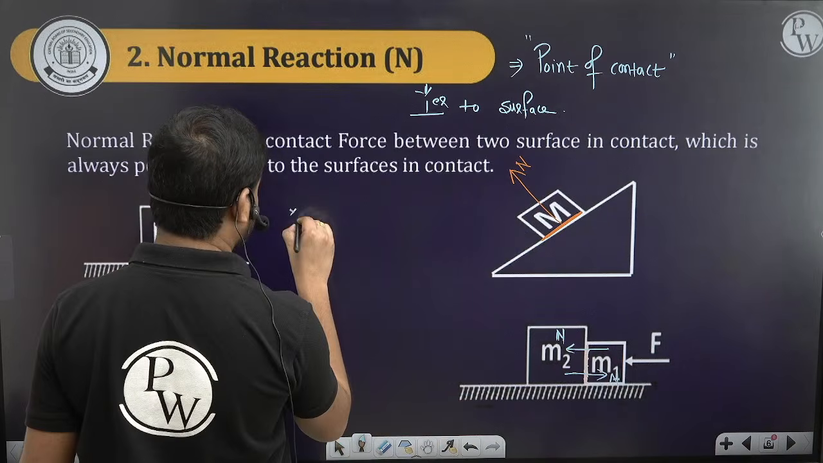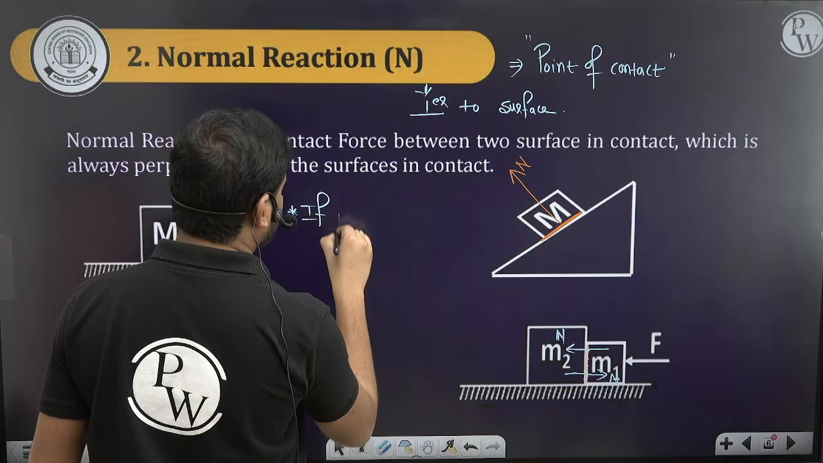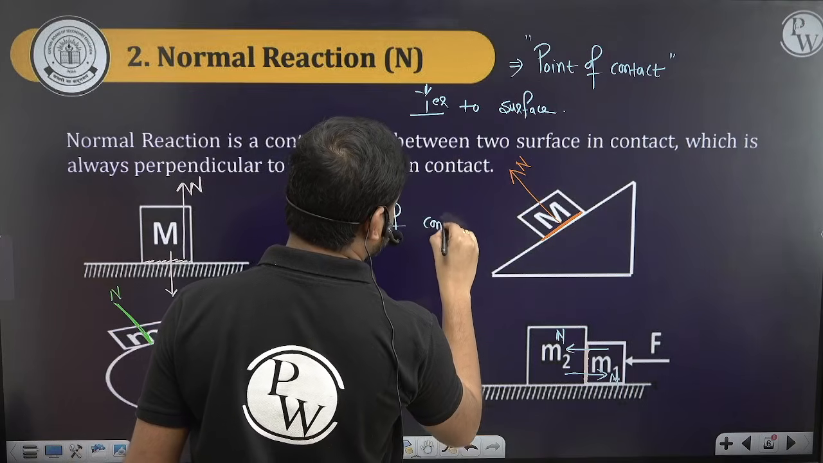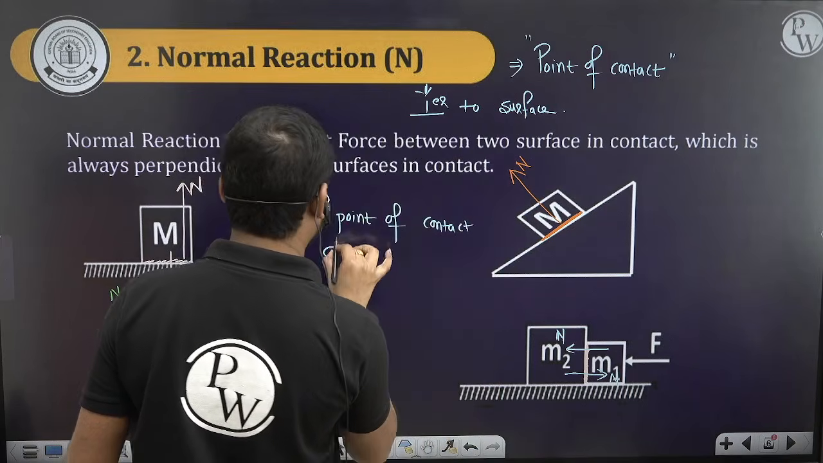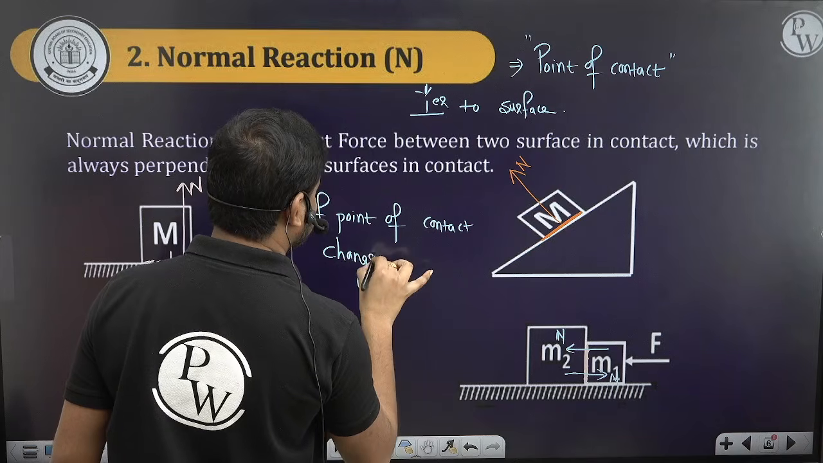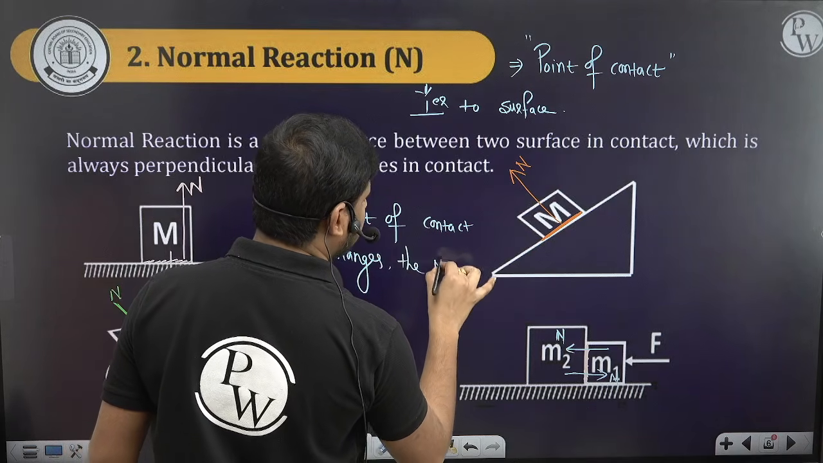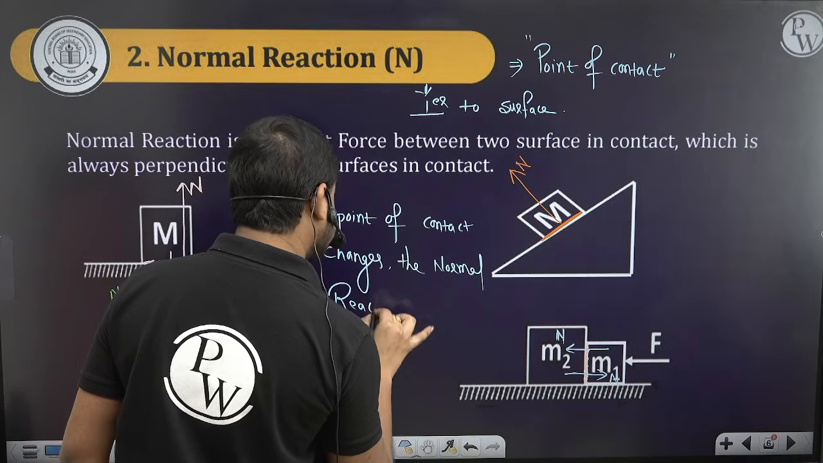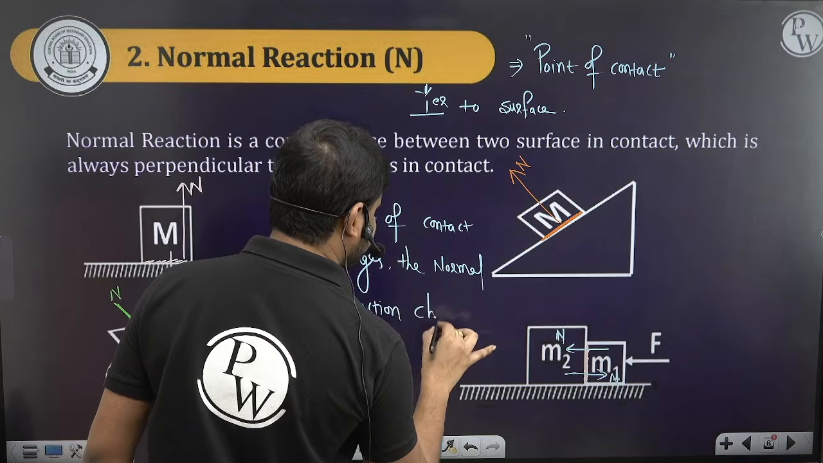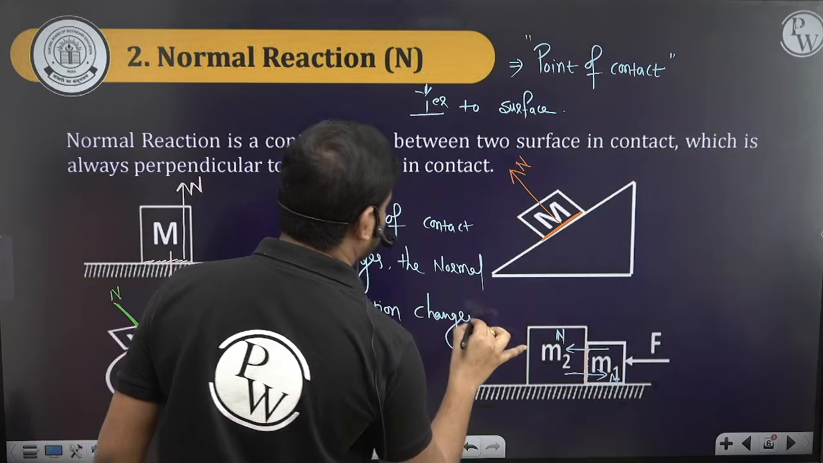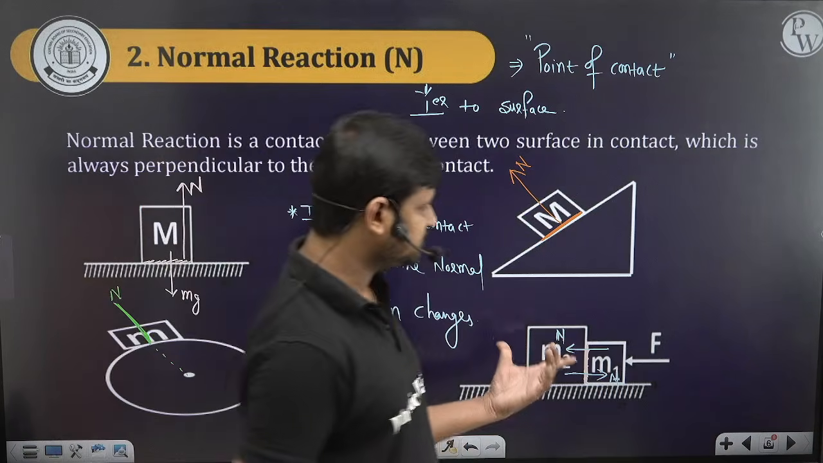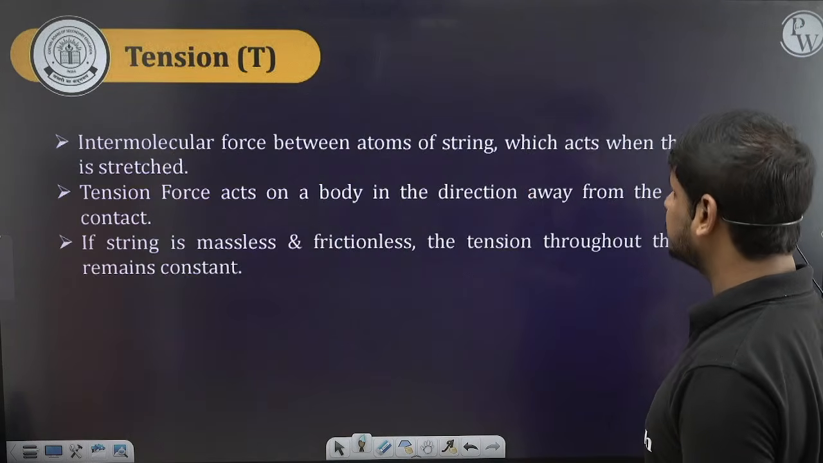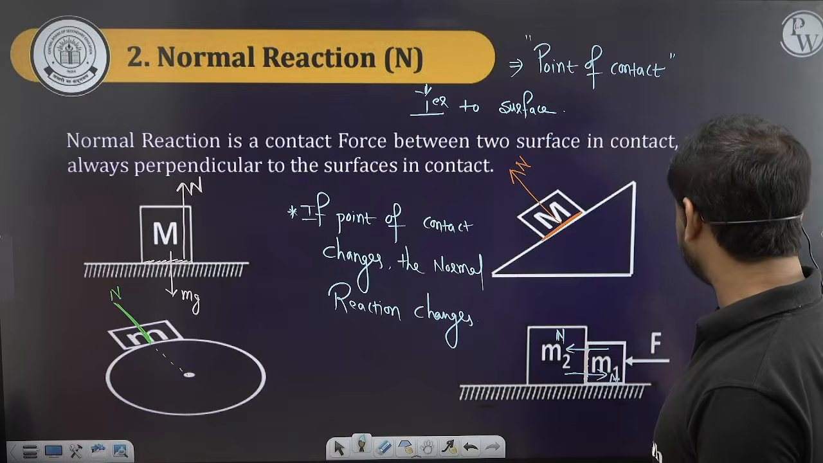Remember this point. If the point of contact changes, then the normal reaction changes. So this point is also important. Clear? Understood, guys? Next you'll understand when we take the questions. Okay. So now, I'll give one example for that.